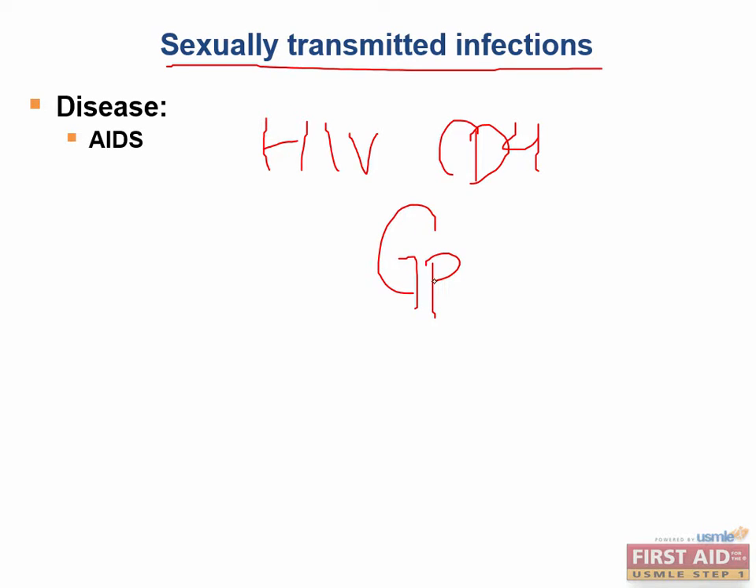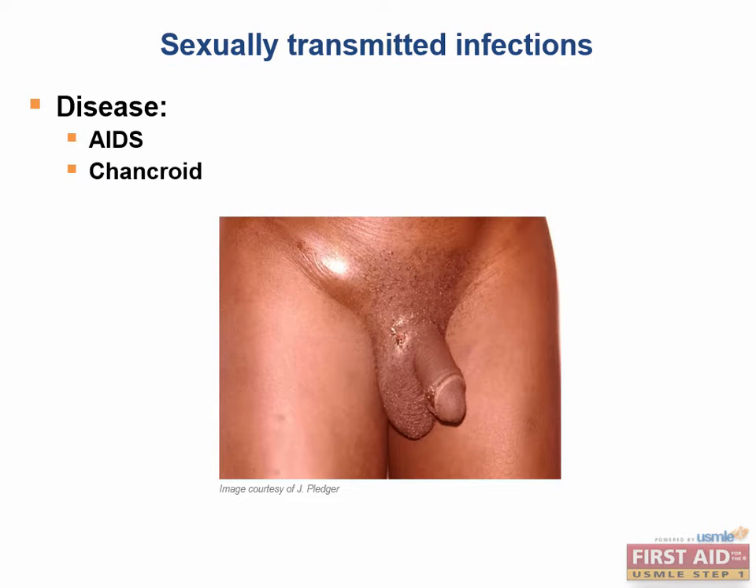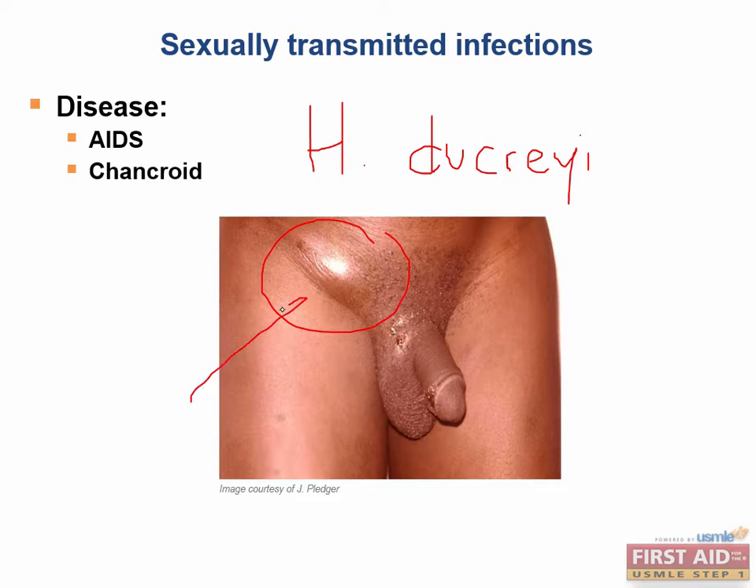That is glycoprotein 41. Very good. The reduced cell-mediated immunity makes these patients much more susceptible to opportunistic infections. Next is the disease chancroid, which we can see here. Chancroid is caused by Haemophilus ducreyi. This bacteria causes painful genital ulcers. In addition to being painful, the infection leads to inguinal lymphadenopathy, as we can see here.